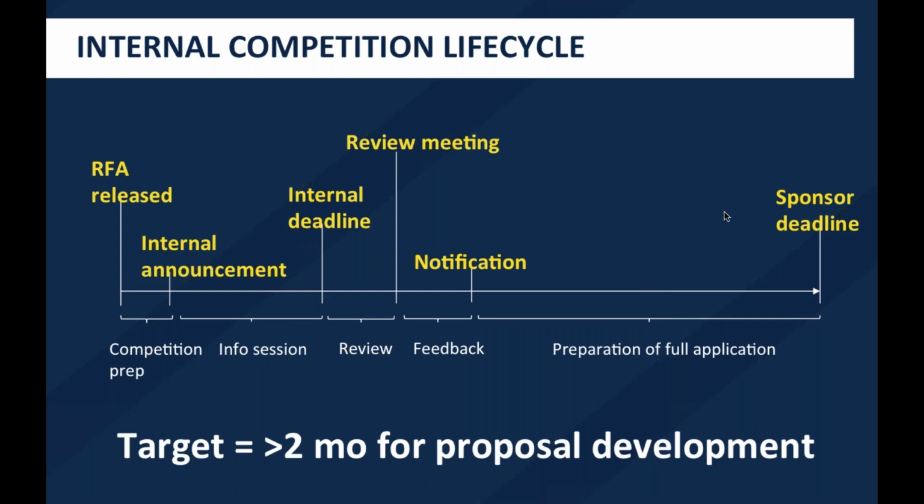And once an internal competition closes, all competitive programs are discussed at an in-person meeting for one of our review committees. And that usually happens 1 to 2 weeks after the deadline. And then we try to notify applicants as soon as possible after that committee meeting takes place, typically providing feedback to applicants within a week or so after the committee meeting.